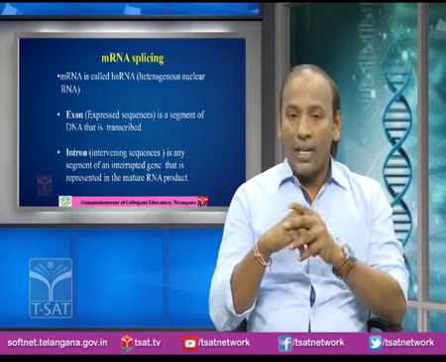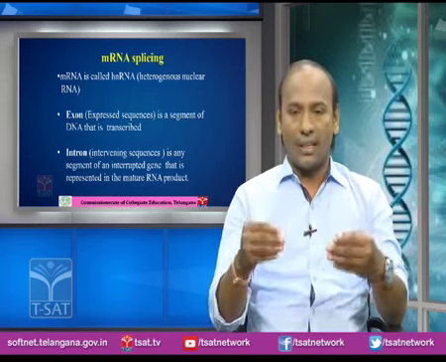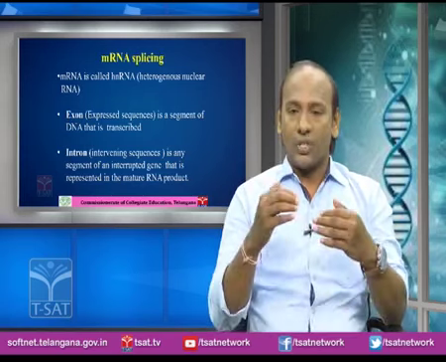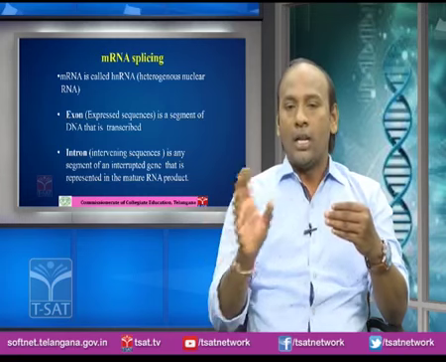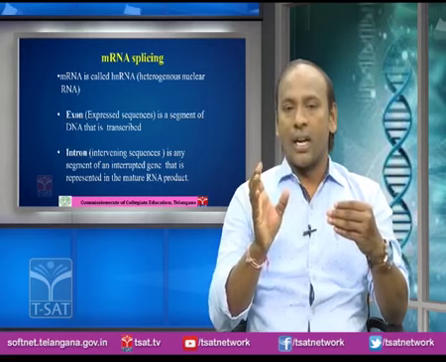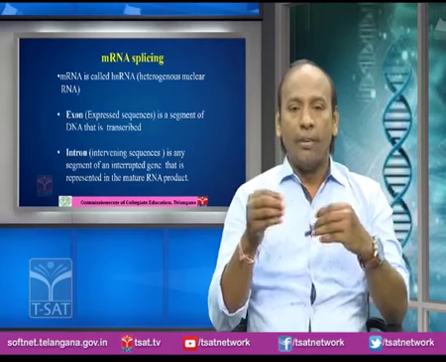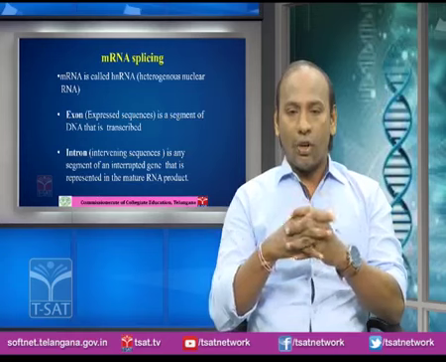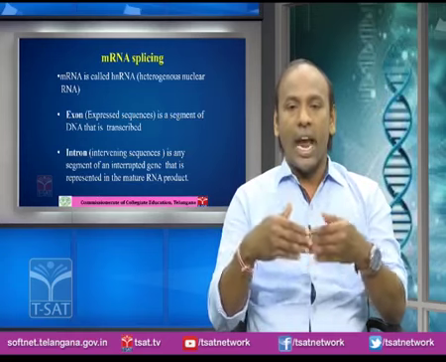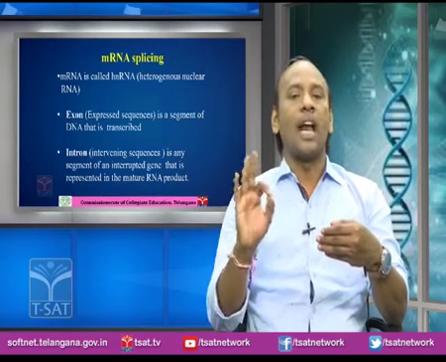So why do we call it heterogeneous nuclear RNA? Because if you see the structure of DNA, coding sequences will be present and non-coding sequences can be present. The coding sequences we generally call exons. The exon, in other terms, is an expressed sequence, which is a segment of DNA that is to be transcribed.